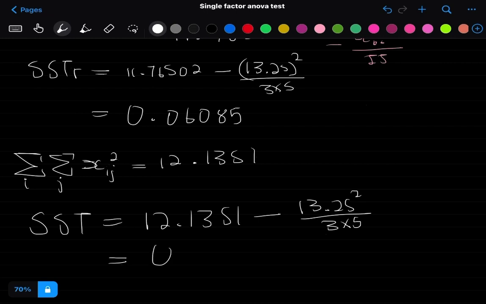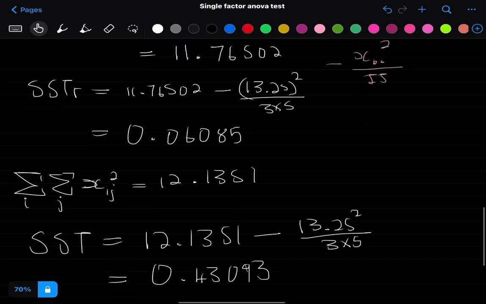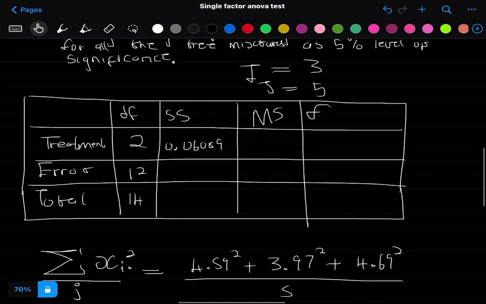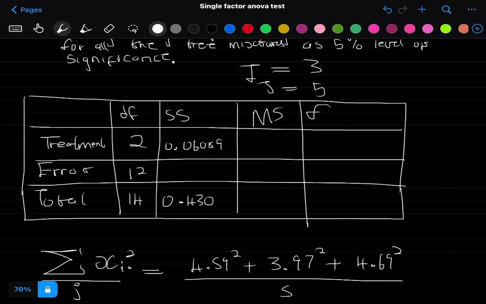Which is 0.4309. 0.93 rounded. So I can add it to the table. 0.43093.